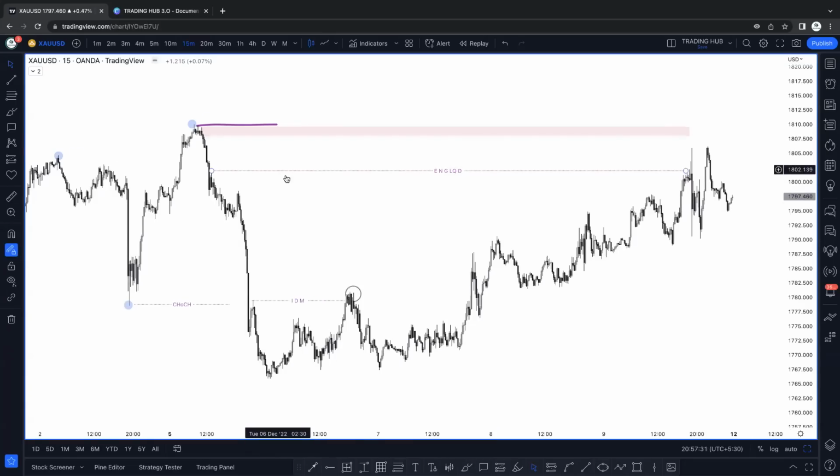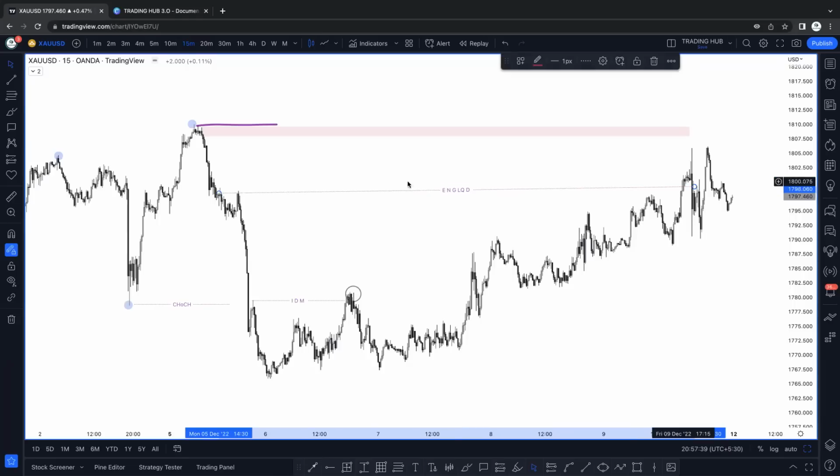I think. Okay. This one is the actual pullback here. Okay, yes.